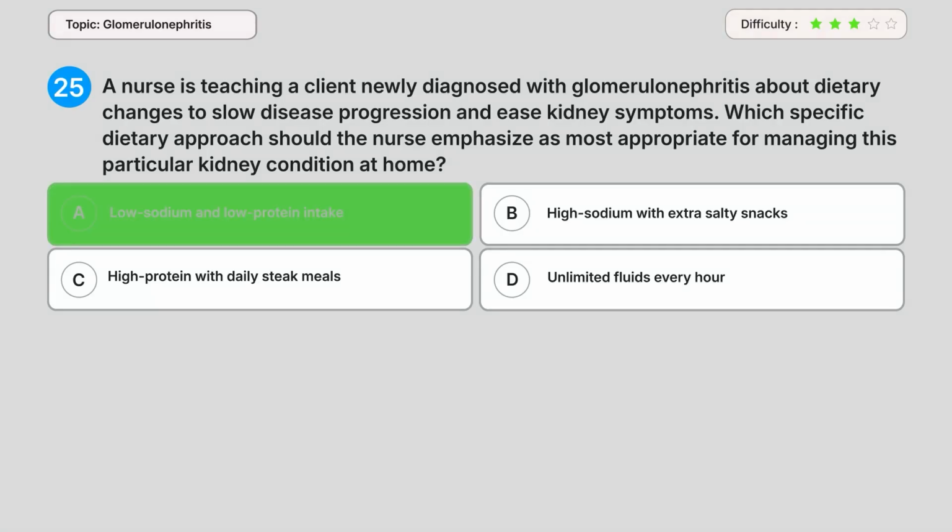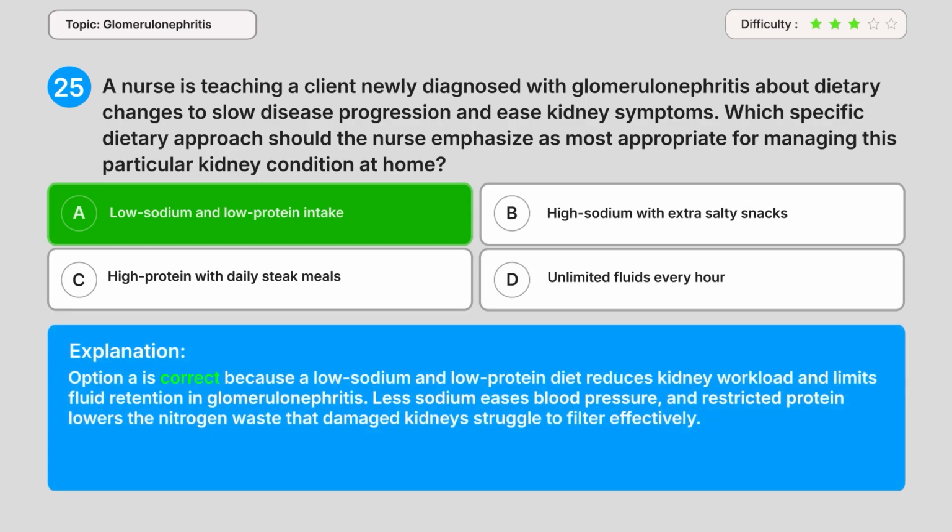Correct answer, A. Low sodium and low protein intake. Explanation: Option A is correct because a low sodium and low protein diet reduces kidney workload and limits fluid retention in glomerulonephritis. Less sodium eases blood pressure, and restricted protein lowers the nitrogen waste that damaged kidneys struggle to filter effectively.